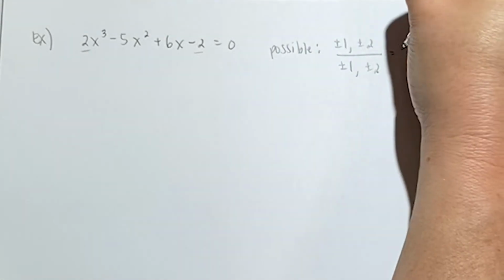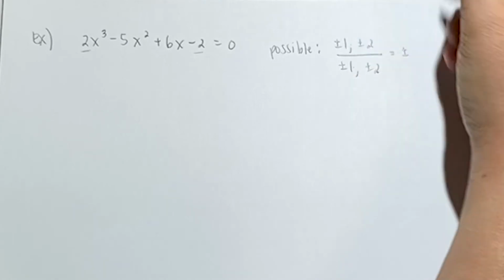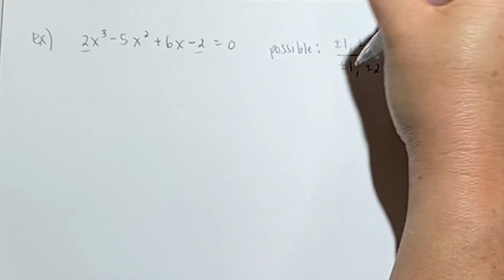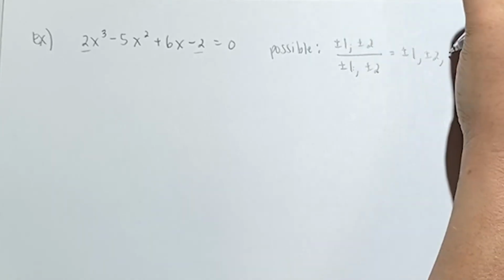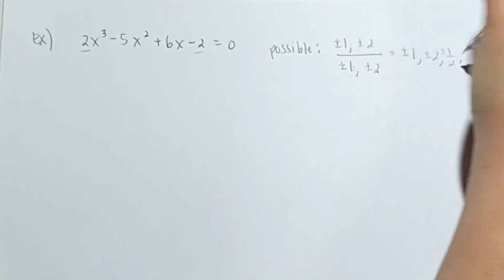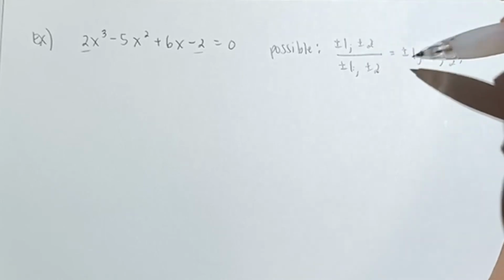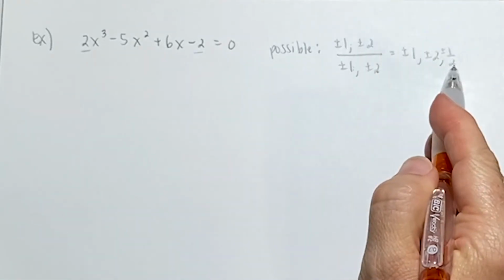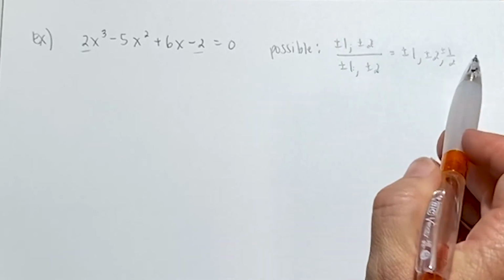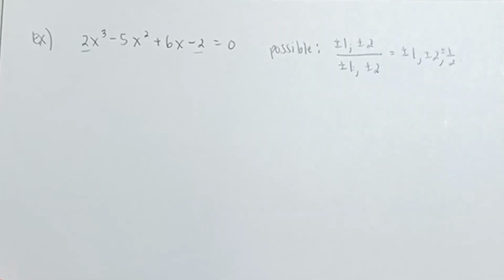So our list is going to be 1 over 1, 2 over 1, and then 1 over 2, and then 2 over 2. 2 over 2 is 1, and that's already in our list. Okay, so we've got 1, 2, 3 positive, 1, 2, 3 negative. So 6 possible rational solutions to start with.